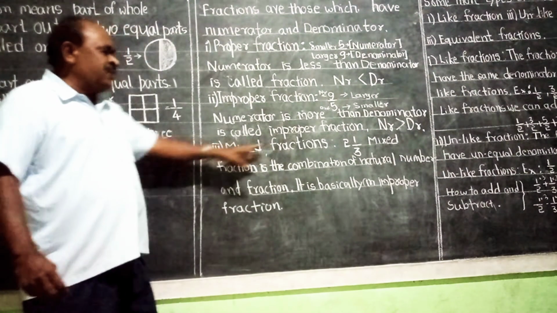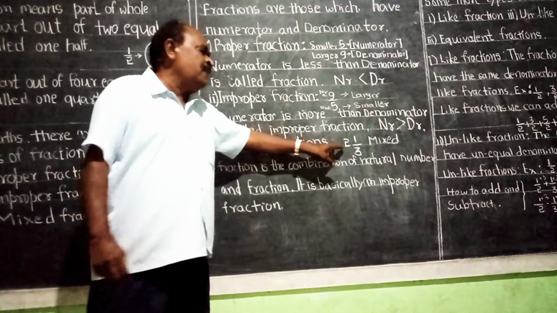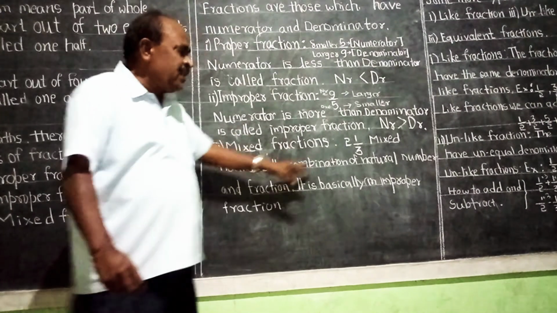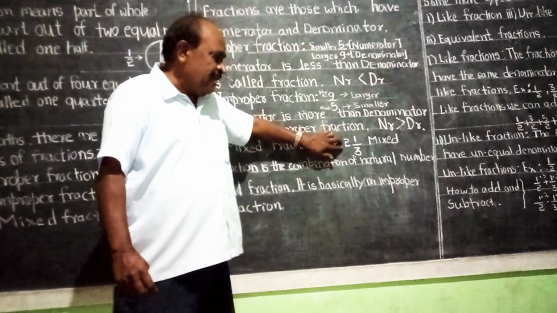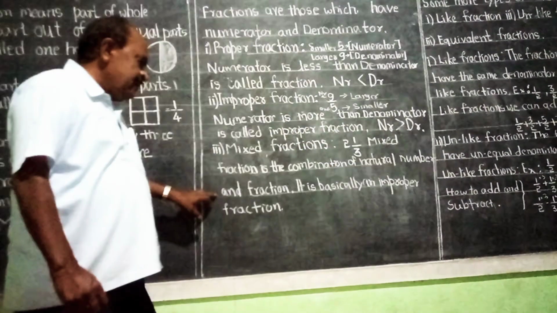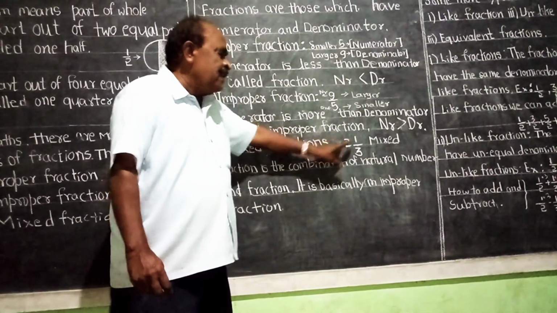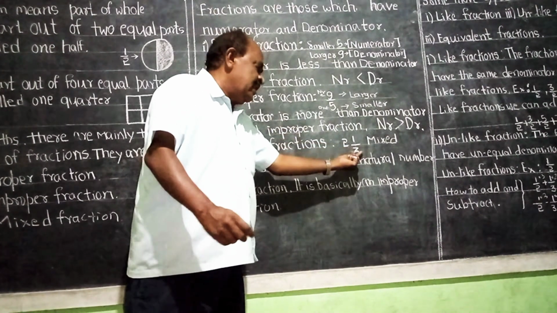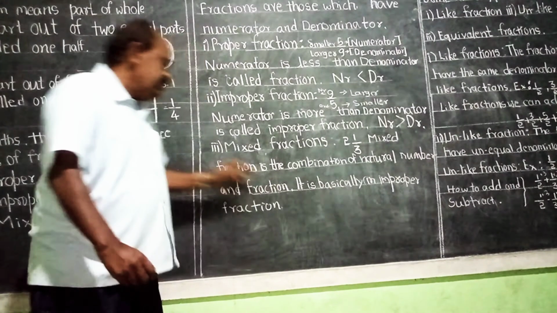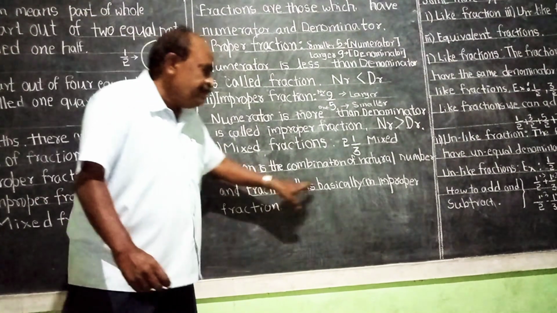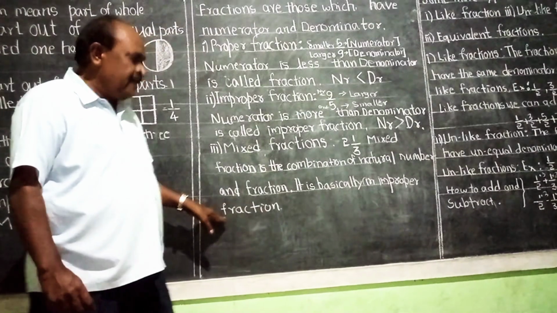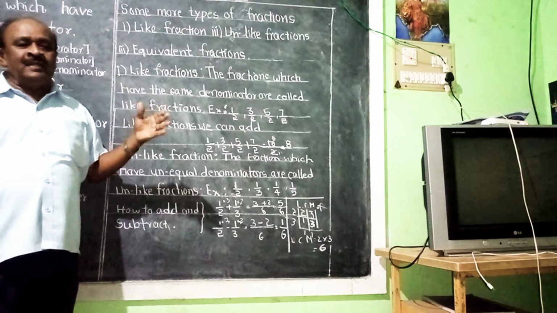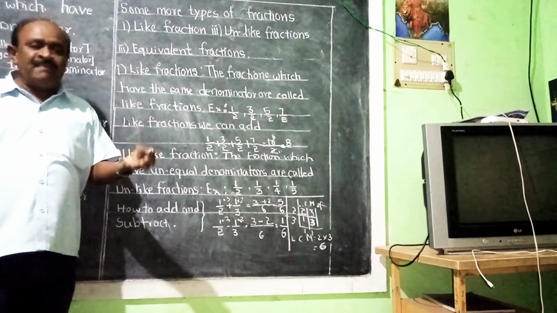Now we have the mixed fractions. In the mixed fraction I gave an example of 2 1/3. A mixed fraction is the combination of a natural number and a fraction. Here 2 is the natural number, 1/3 is the fraction. The combination of a natural number and a fraction is called the mixed fraction. The mixed fraction is basically an improper fraction only. We have already discussed proper fractions, improper fractions and mixed fractions.